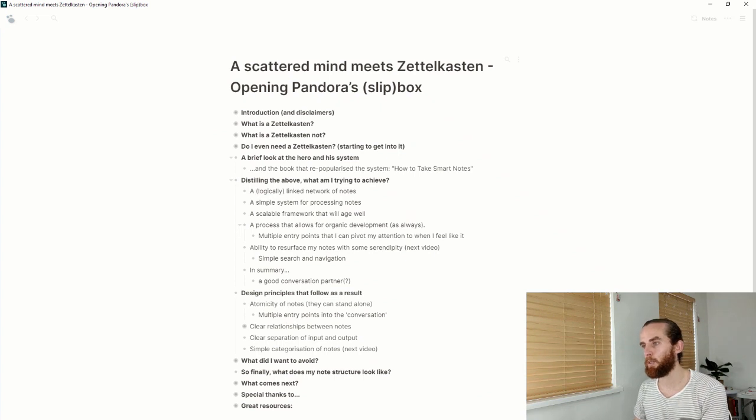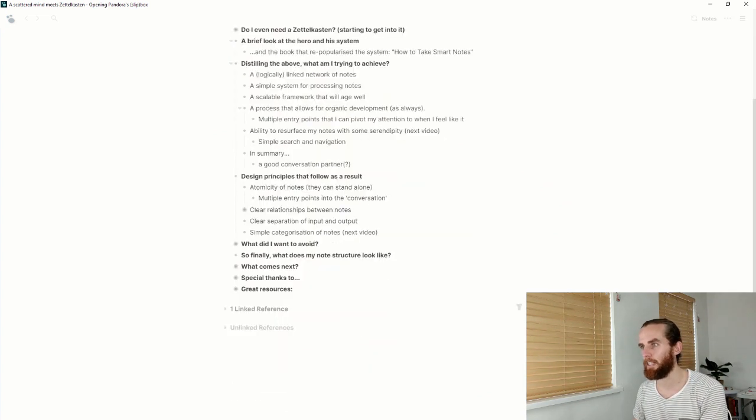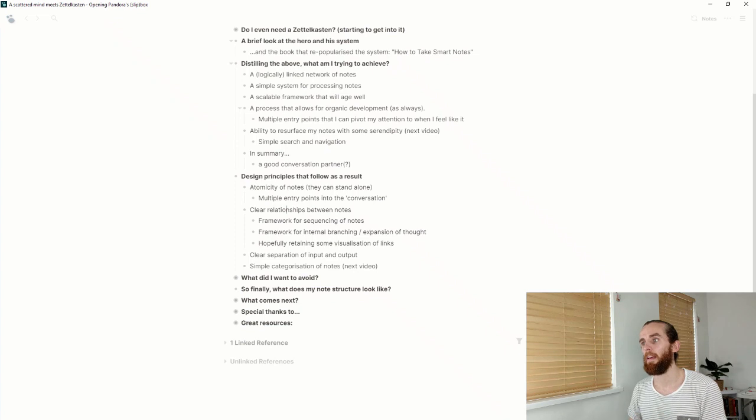Clear relationships between notes, and I feel like this doesn't get enough attention in Luhmann's method. He had a clear framework for sequencing of the notes, the framework for internal branching or expansion of thoughts, and I really want to thank Red Gregory, who's also linked below, for really breaking that down for me. Like watching your video made it click. And another thing which I want to hopefully do is retain some visualization of links. If you've watched any of my other videos, you know I'm a little bit precious about the graph and not having it be too cluttered. I feel like long term that might not actually be scalable.